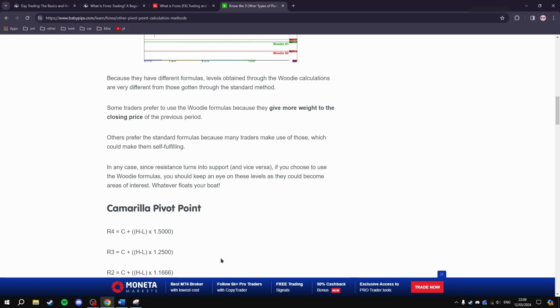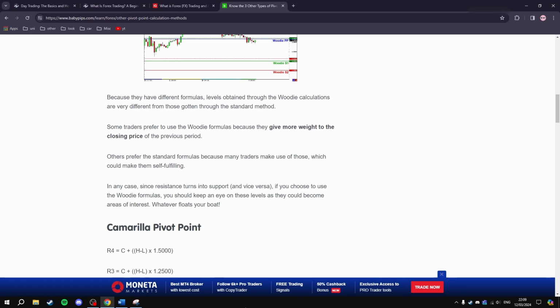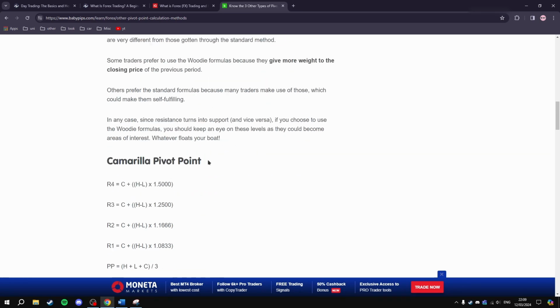In any case, since resistance turns into support and vice versa, if you choose to use the Woodie formulas, you should keep an eye on those levels, as they could become areas of interest, whatever floats your boat.